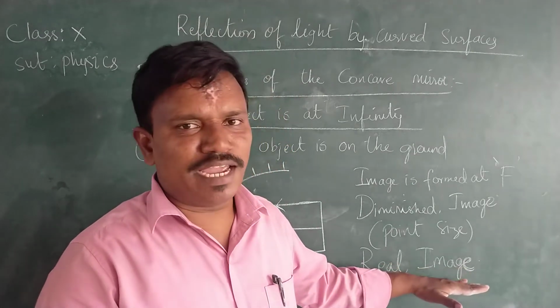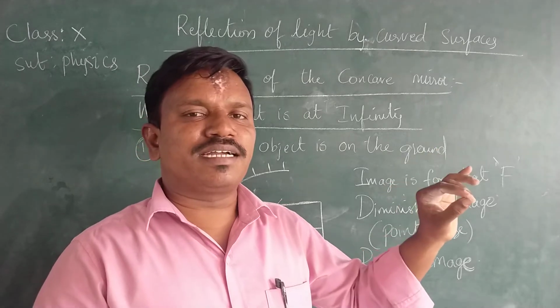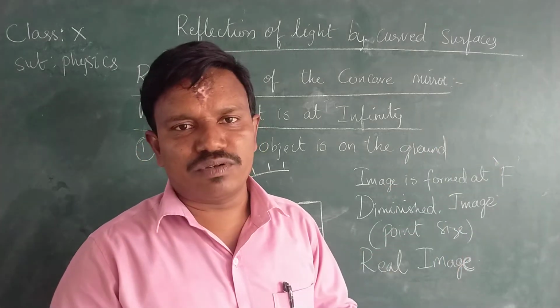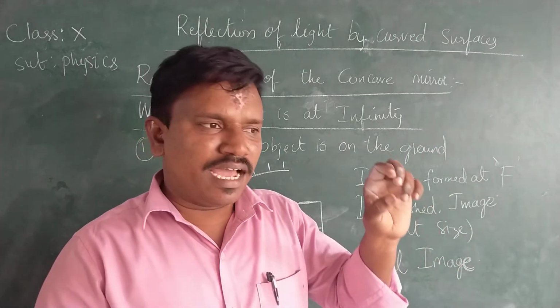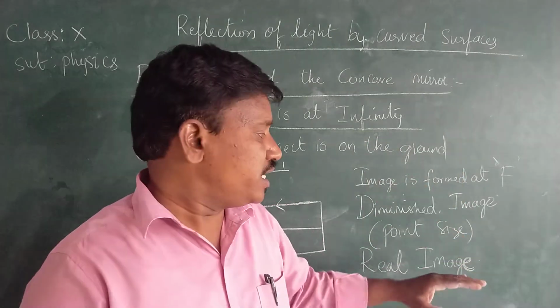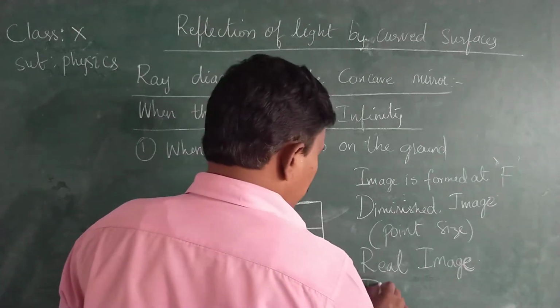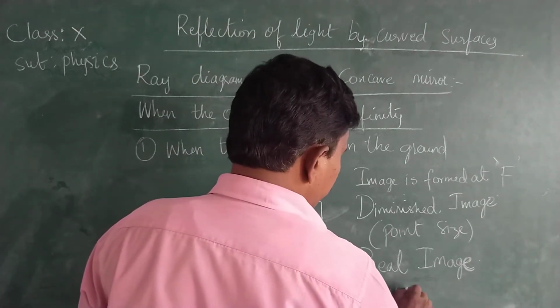And in this real image, the image can be seen, and exactly the image will be formed. The image is formed. It is called a real image. Okay, if it forms a real image, normally we get the inverted image.